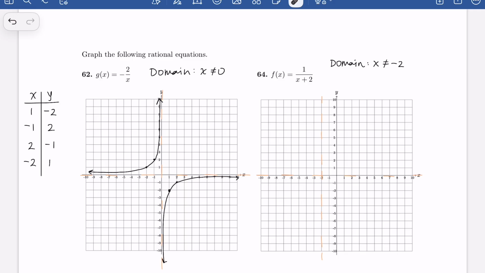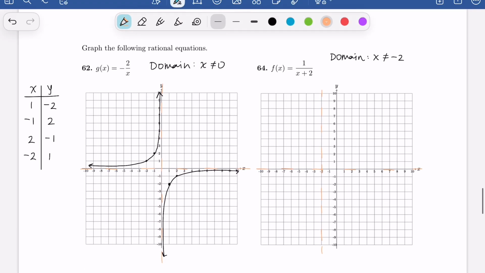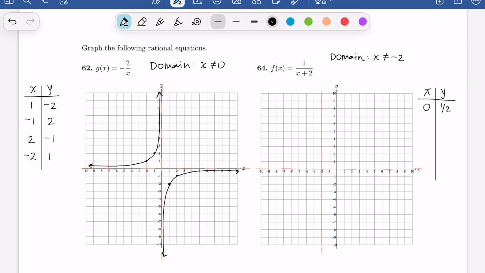Now, what we want to do then is plot some points. Essentially, what's happening compared to our parent function is this vertical asymptote is just being moved over 2 units to the left. So we could take these points here and just move them over. But let's put some values into our function and see what is outputted. So we'll do the same thing here and we'll pick nice values. First, let's plug in a 0 and see what we get. If I plug in 0 into this function, my output is going to be 1/2. So x equals 0, my output is going to be 1/2. So I'm going to go right here.